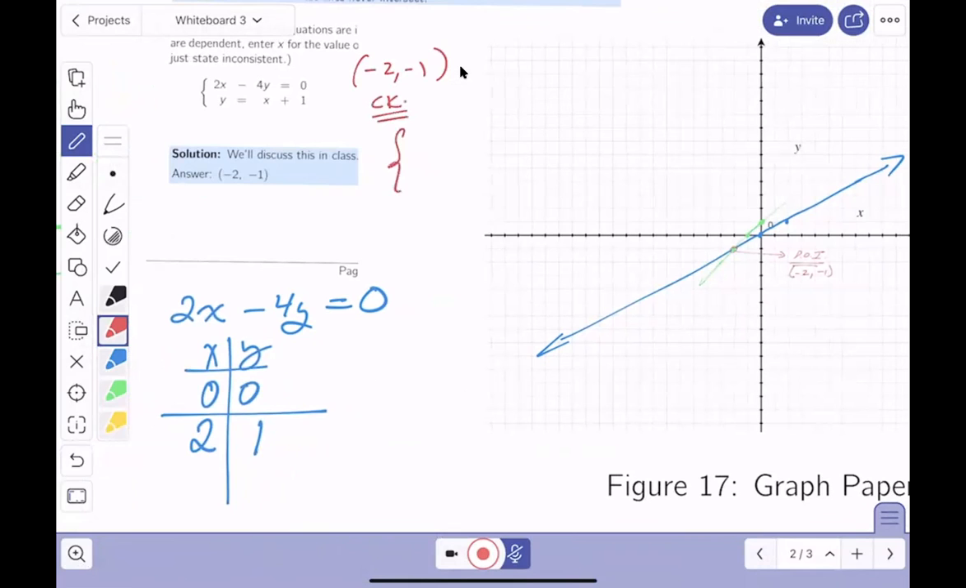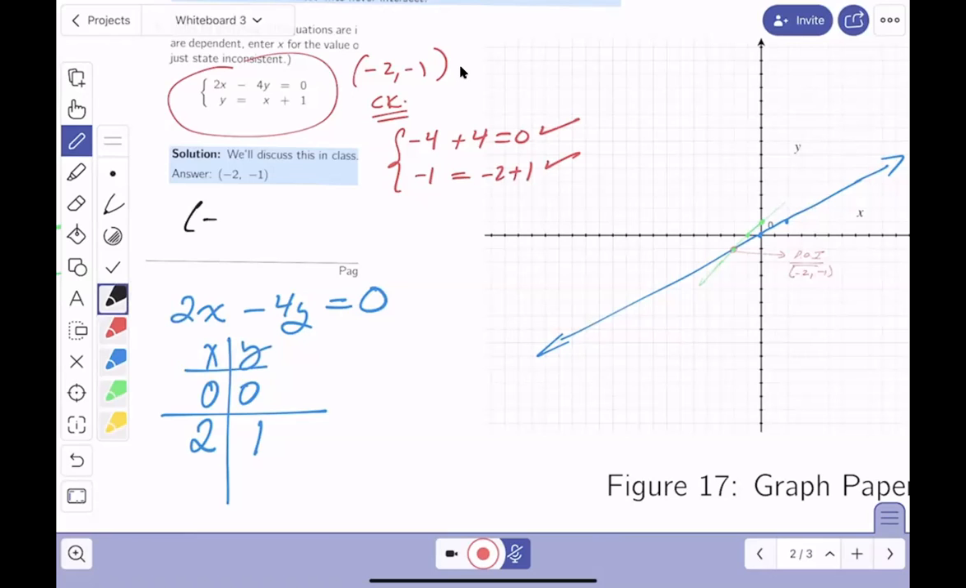And what would you get? We're checking it here. Well, that would give you -4, plus 4 equals 0. It checked there. The second line would be y is -1 equals -2 plus 1, and that also checks. So what's the point of intersection? That's the point of intersection. Let's write that down. We'll check with the key later. You could also write down x equals -2 and y equals -1.